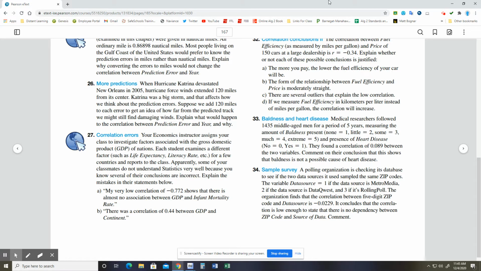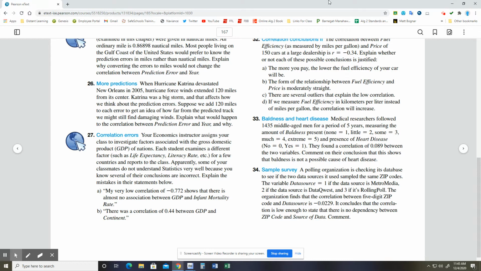With number 27, your economics instructor assigns your class to investigate factors associated with GDP of nations. Each student examines a different factor for a few countries and reports to the class. Apparently, some of your classmates don't understand STAT very well because several of their conclusions are incorrect. Explain the mistakes in their statements below.